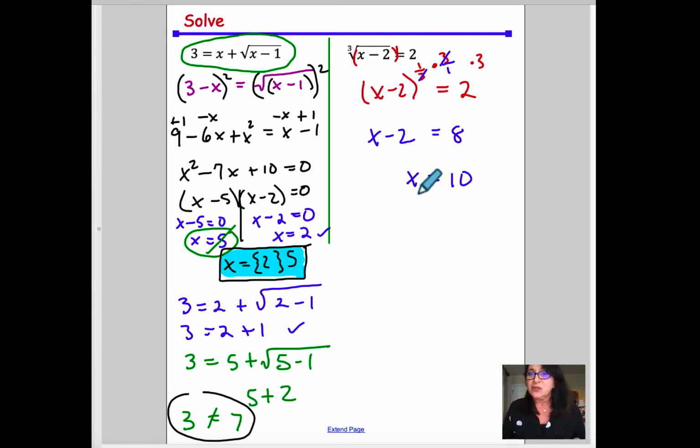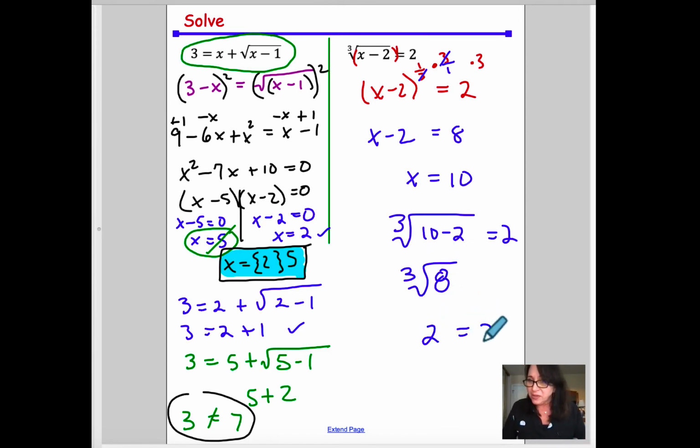So plugging 10 back into the equation, we have the cube root of 10 minus 2. And does that equal 2? So 10 minus 2 is 8. The cube root of 8 is 2. And so 2 does equal 2, check. So we have the correct solution. So therefore, x equals 10 is my solution. I don't have any extraneous answers.